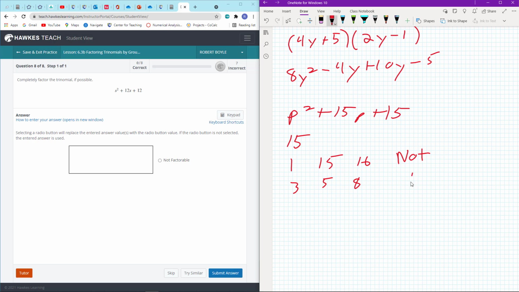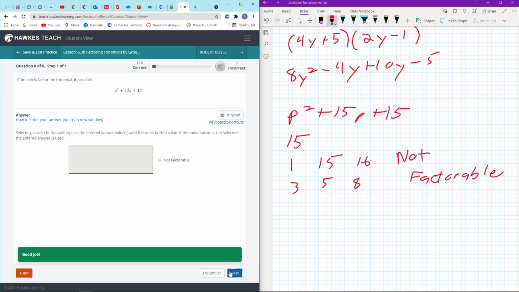factorable. Although this is a different problem, this might give you a hint as to how this goes. I can click not factorable, submit my answer, and it is correct.